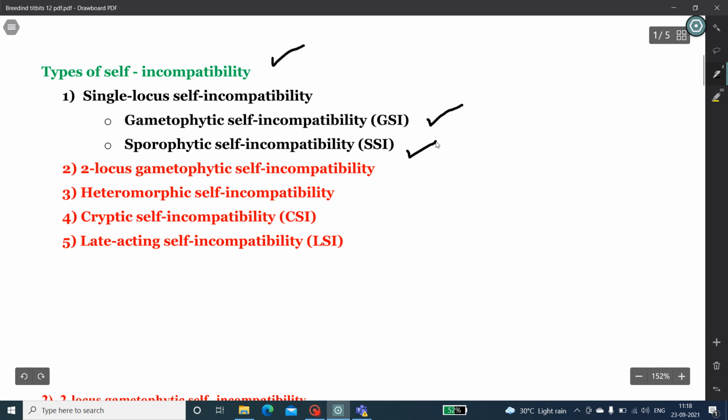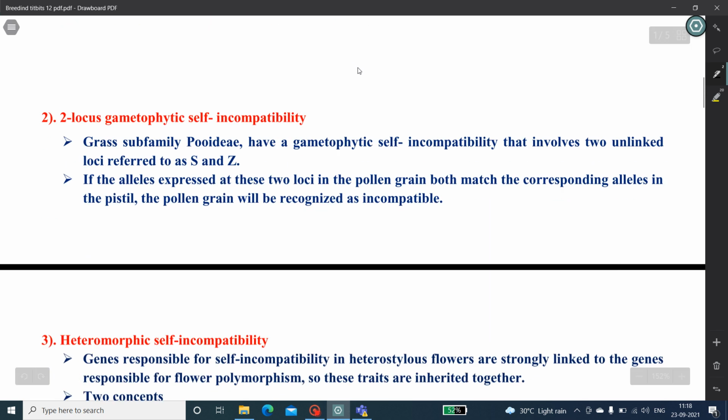In this presentation, we will explain two locus gametophytic self-incompatibility, heteromorphic self-incompatibility, cryptic self-incompatibility, and late acting self-incompatibility. We have already seen these two types, that is gametophytic self-incompatibility and sporophytic self-incompatibility.